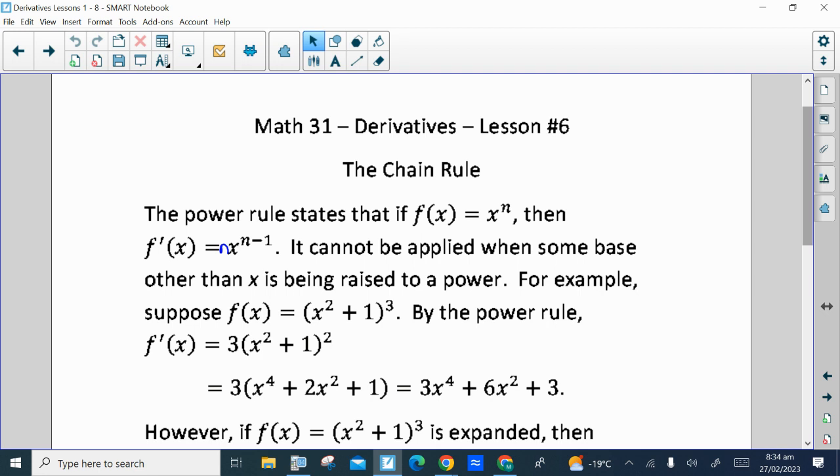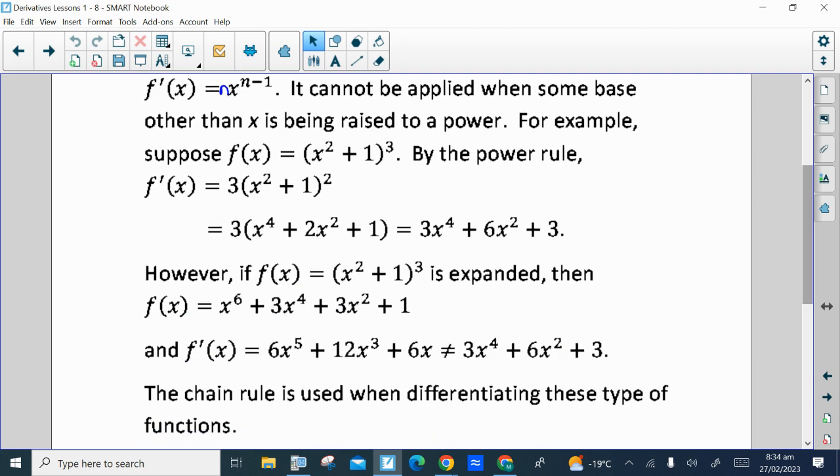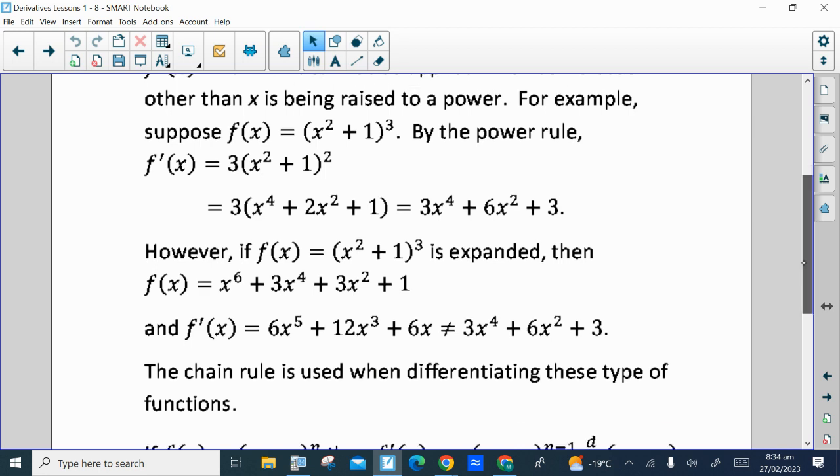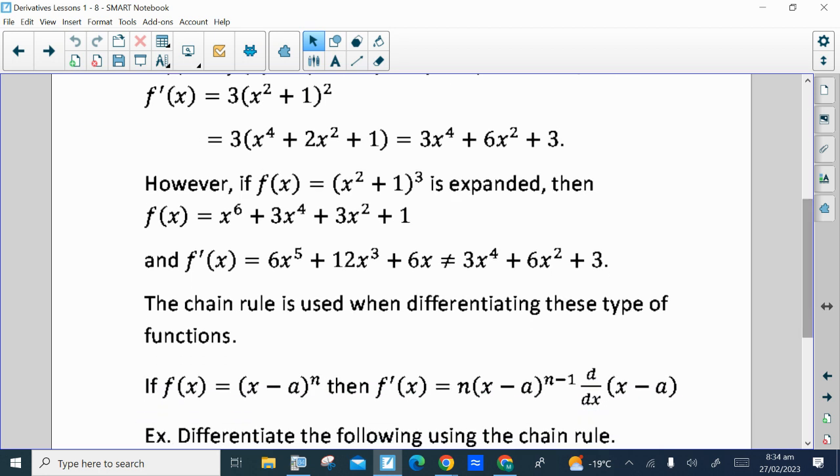For example, suppose f at x equals x squared plus 1 all cubed. If you use the power rule there by bringing the 3 in front, reducing the exponent by 1, you'd get 3 bracket x squared plus 1 all squared. And then if you multiply that out, that gives you 3x to the fourth plus 6x squared plus 3. However, if you took that original expression, the x squared plus 1, and expanded it out by cubing it, you would get x to the 6th plus 3x to the fourth plus 3x squared plus 1. And then the derivative of that would be different than what we got above.